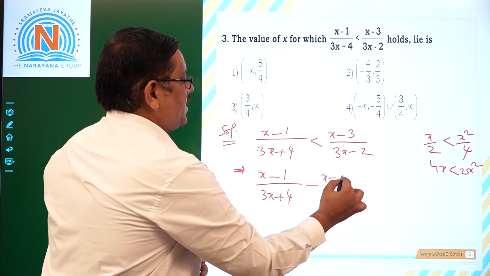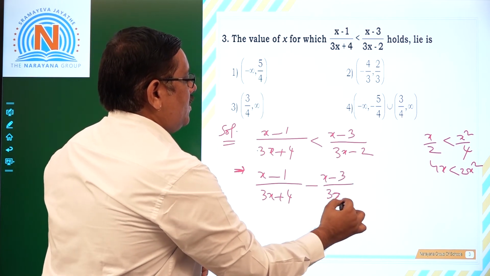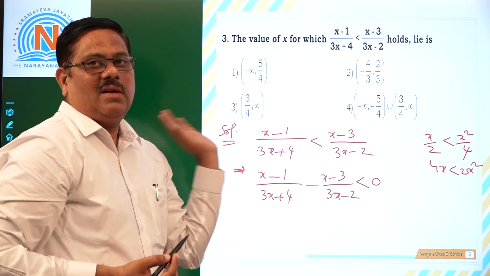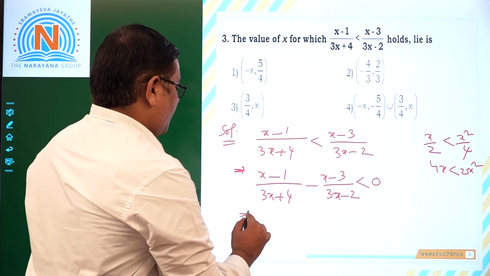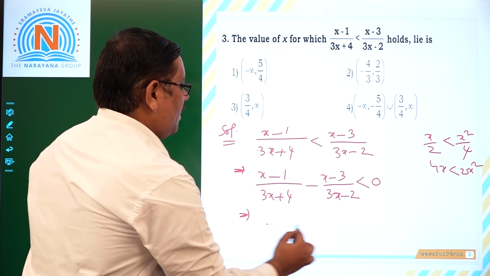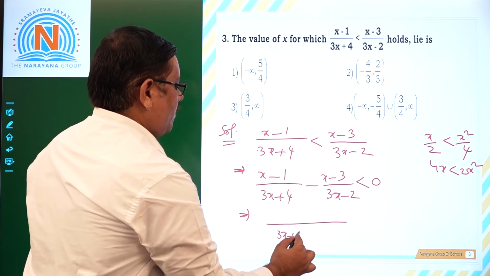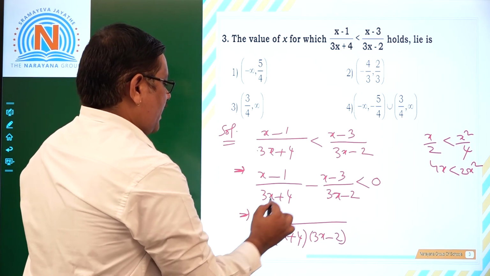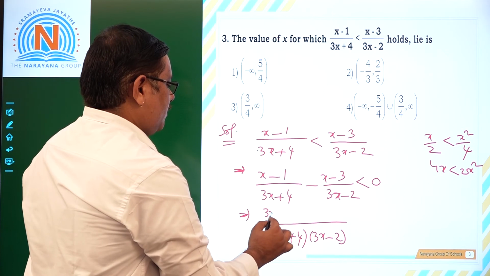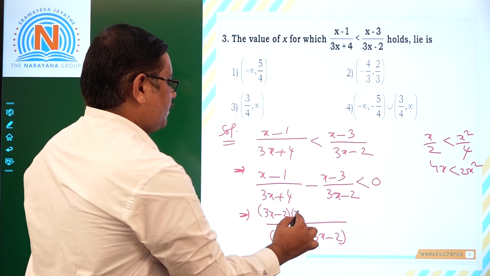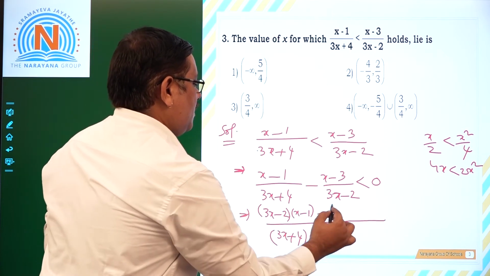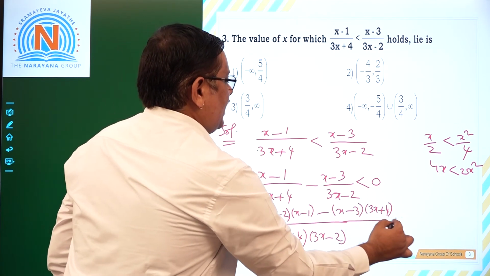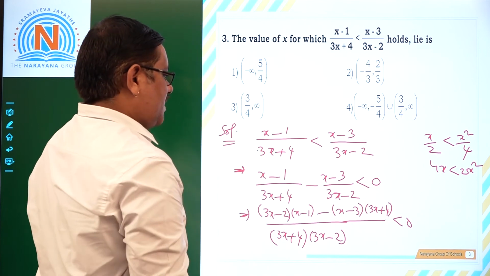(x minus 1) by (3x plus 4) minus (x minus 3) by (3x minus 2) is less than 0. Simply you transpose it to the left half of the inequality. If you simplify this, now LCM is (3x plus 4) times (3x minus 2). So what do you have now? (x minus 1) times (3x minus 2) minus (x minus 3) times (3x plus 4). That is less than 0. You have to further simplify that.